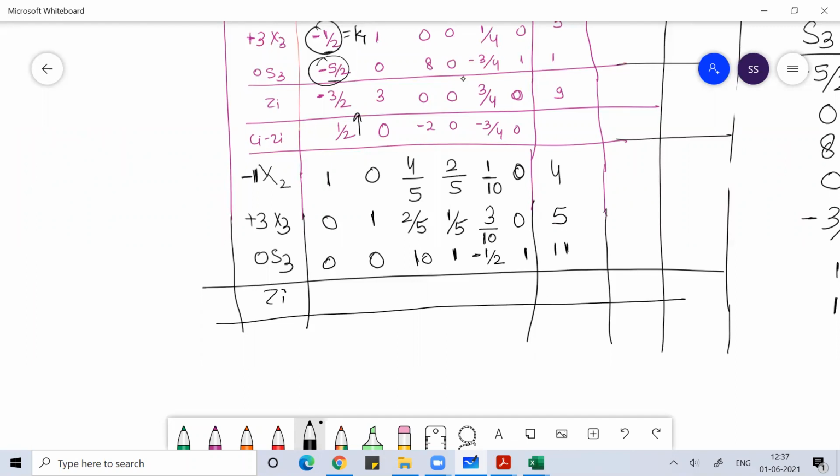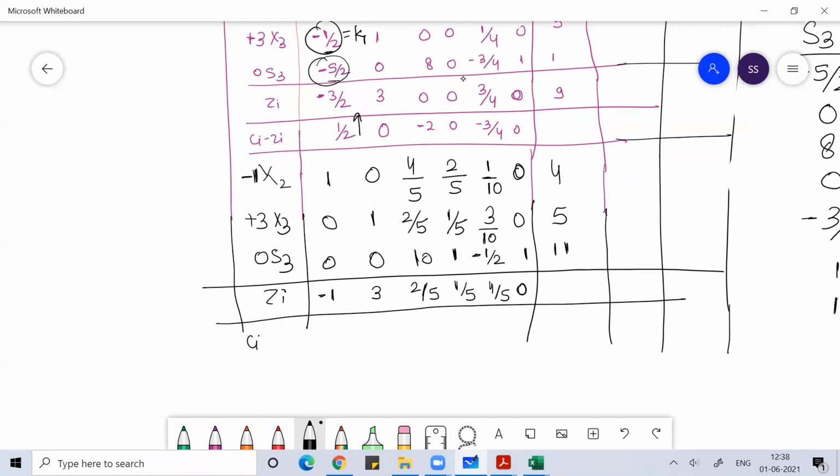The Zj value corresponding to this will be minus 1. This will be plus 3. This would be minus 4 by 5, 6 minus 4, 2 by 5, and then this is minus 2 plus 3, 3 minus 2, 1 by 5. Then this would be minus 1, 9 minus 1, 8 by 10. 8 by 10 means 4 by 5. Then this is 0.